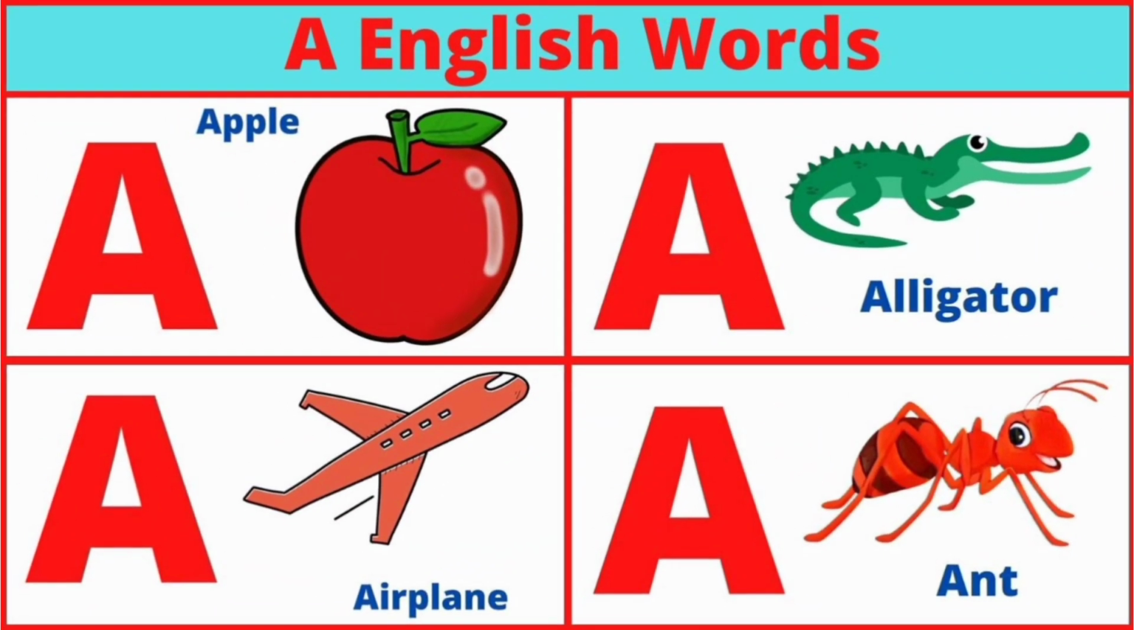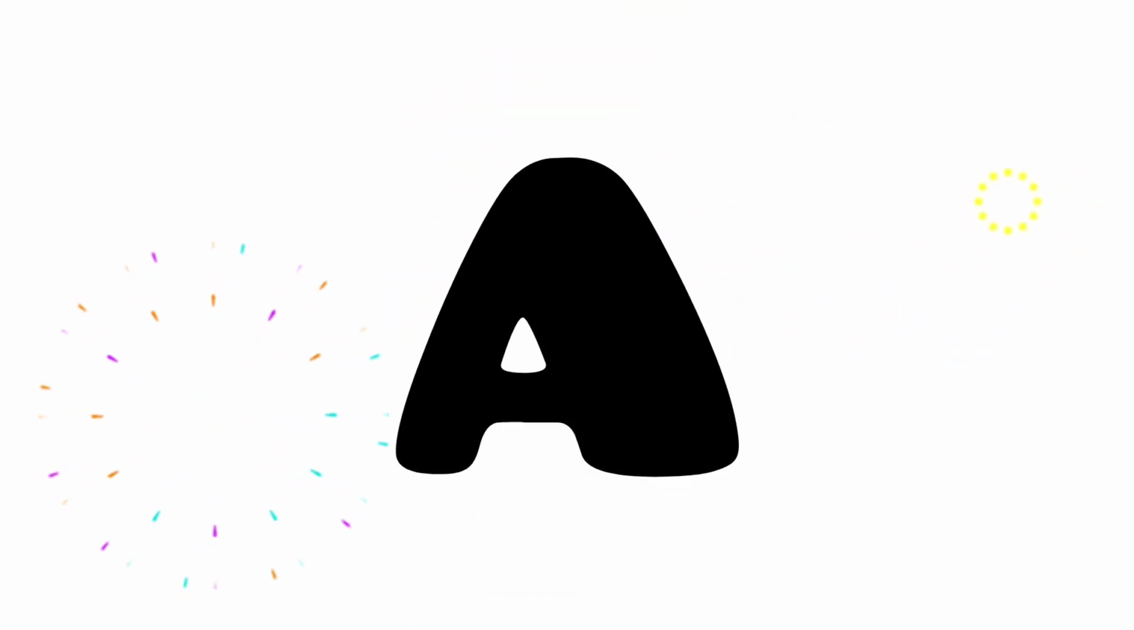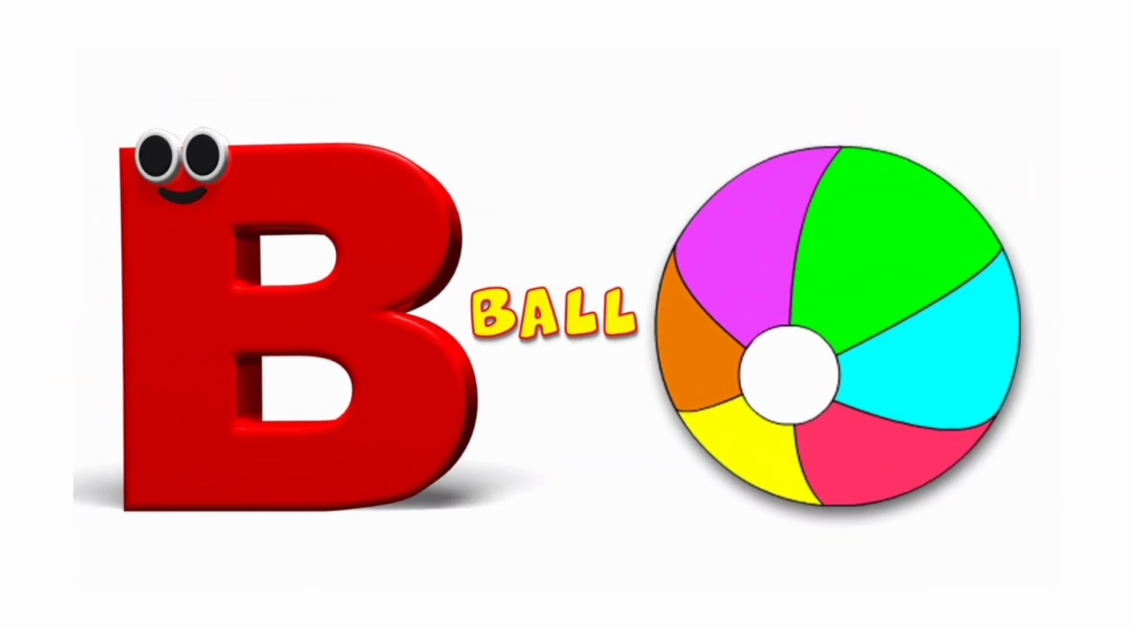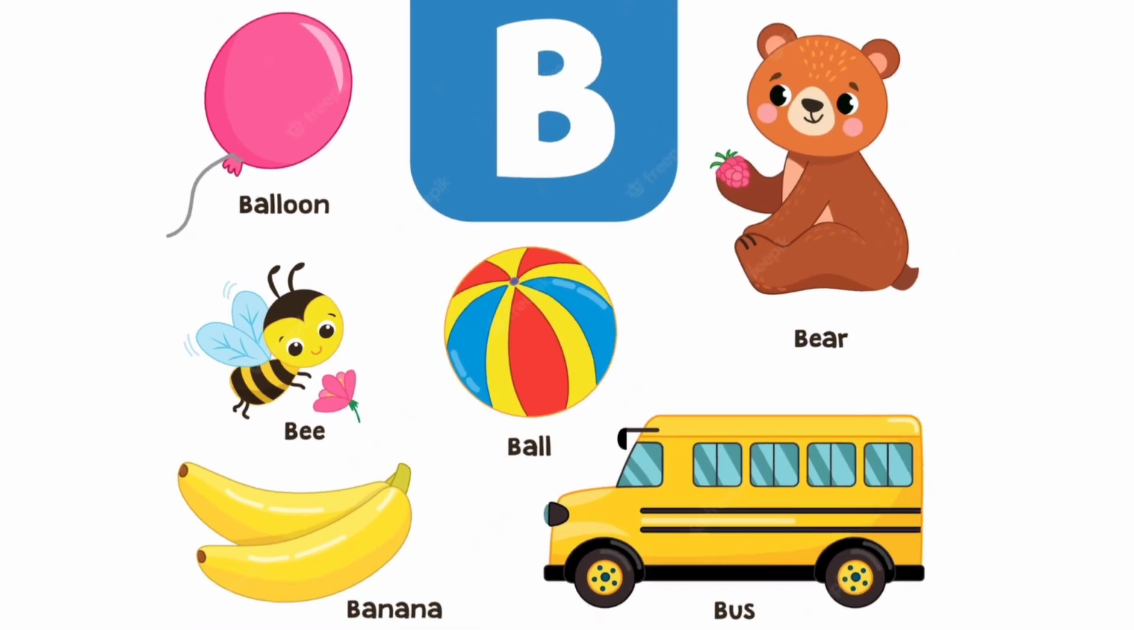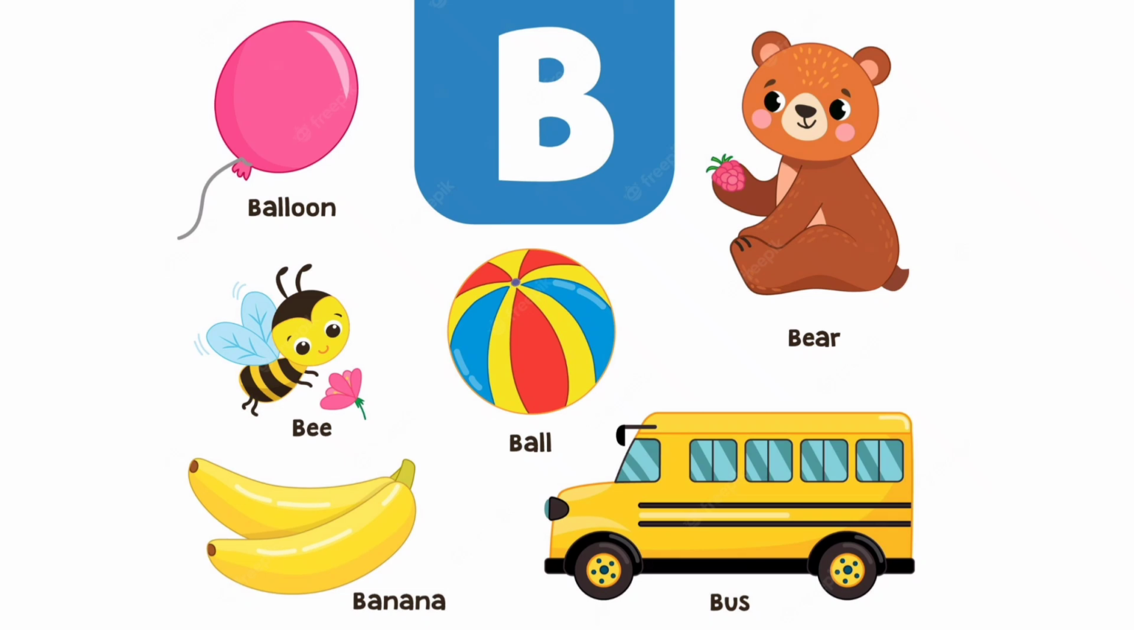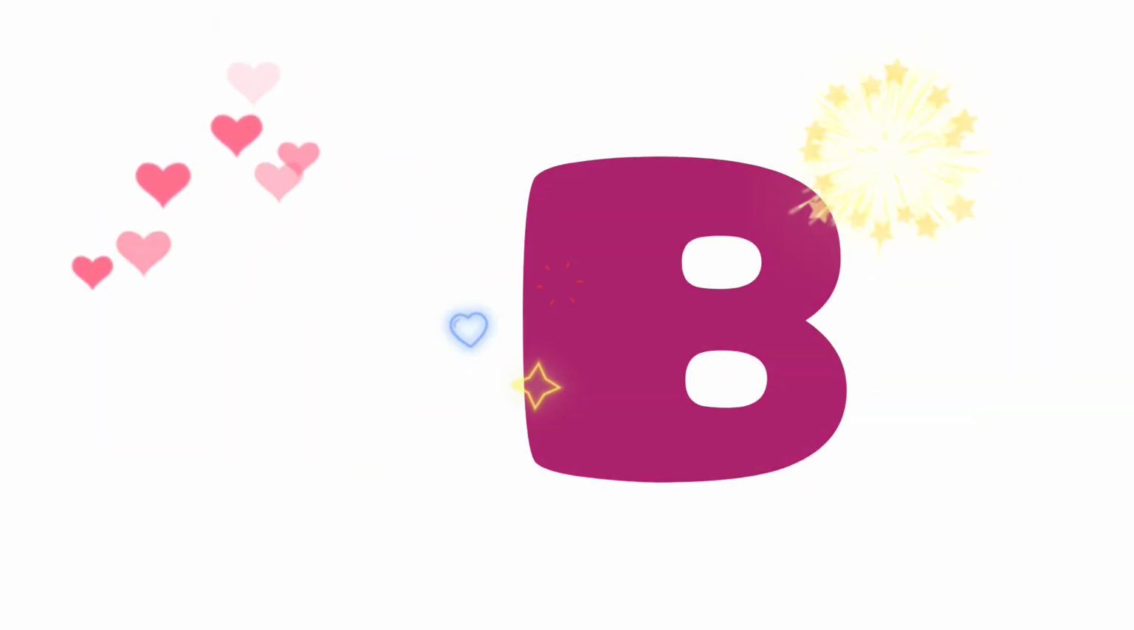A is for apple, A is for alligator, A is for aeroplane, A is for ant, A. B is for ball, B is for balloon, B is for bee, B is for banana, B is for bus, B is for bear, B.